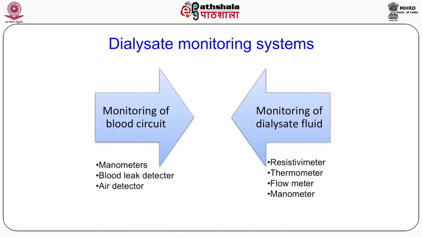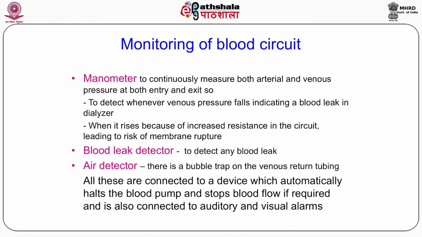If you look at the dialysate monitoring system, it comprises basically of two broad categories: those which are monitoring at the blood circuit and those which are monitoring at the dialysate fluid circuit. We would be discussing all of them in detail in the further slides. If you look at the blood compartment, you have what we call a manometer. Manometer, as we know, monitors pressure.